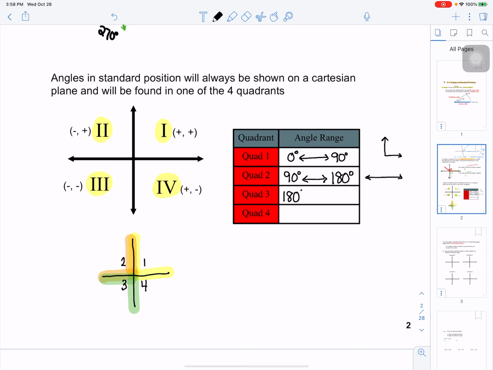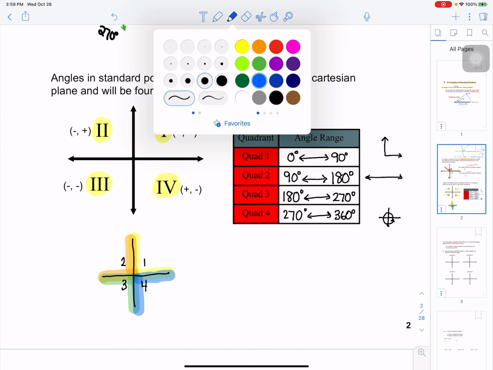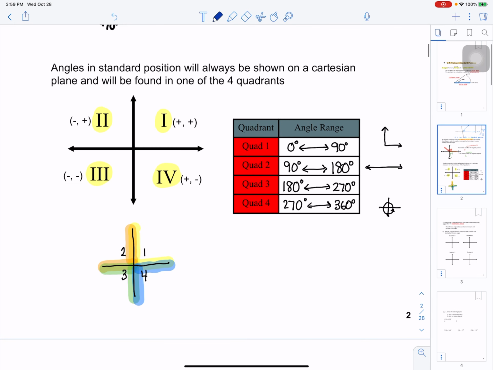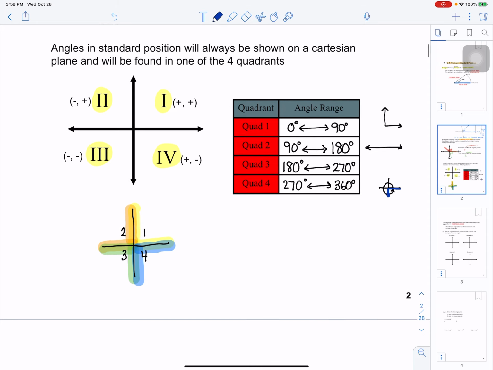So I can have my angle anywhere between 180 and 270 degrees. And then finally, quadrant 4 would be I start at the 270 and then get back to the 360, which is like you making a full circle. So that would be my full circle around, and I've already made it to 360 degrees, but I'm only focusing on getting there from the 270 to the 360 mark. Okay.